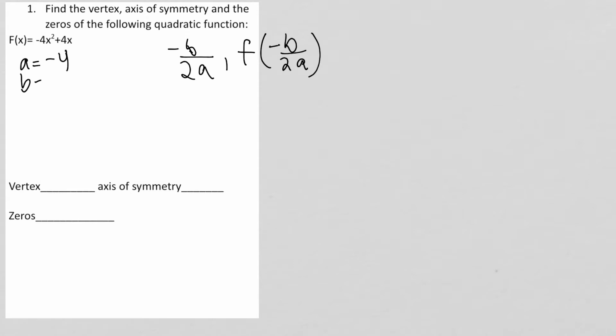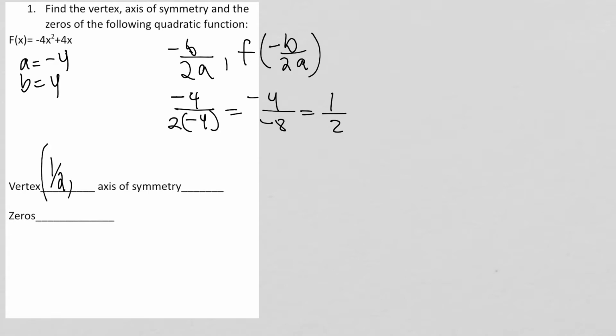Our b is positive 4. Let's plug it into the equation here. So it's negative 4 divided by 2 times a, which is negative 4. That's giving me negative 4 over negative 8, which is positive 1/2. So that's the first part of that point, a half. To get the output, we're going to plug in a half into the equation, or 0.5.